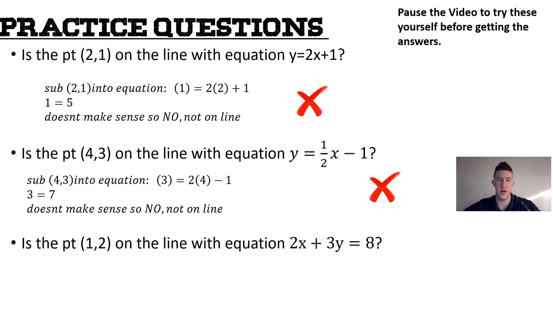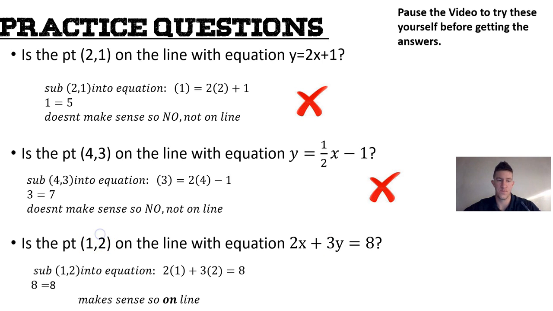What about the next point? This looks like a bit of a more complicated equation. I've got a 2x plus a 3y, but I still do exactly the same process. I substitute my x for 1 and my y for 2, and I get 2 times 1 plus 3 times 2 equals 8. If I simplify that, that actually gives me 8 equals 8. So this makes sense. So it's on the line in this example.